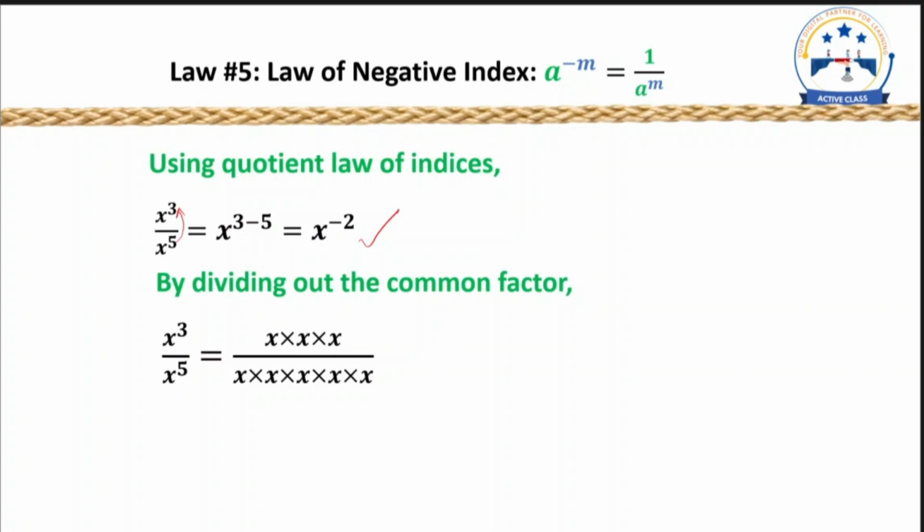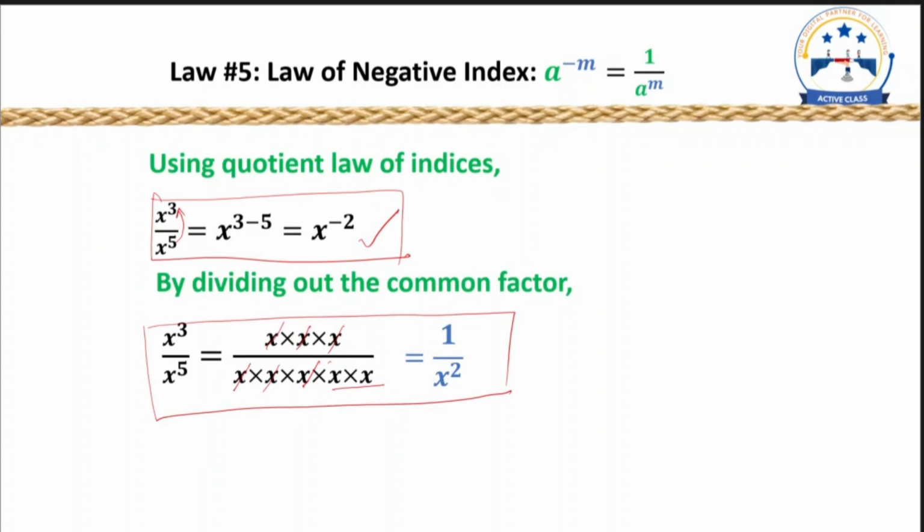If we use the general meaning of exponent, then x power 3 divided by x power 5 means x 3 times in the numerator and x 5 times in the denominator. Then if you cancel the same factors from numerator and denominator, what happens? 3 factors get cancelled, so in the numerator we are left with 1, and in the denominator we are left with x times x, which is x squared. From the quotient law we got x power minus 2. From the general meaning of exponent, we got 1 by x squared.